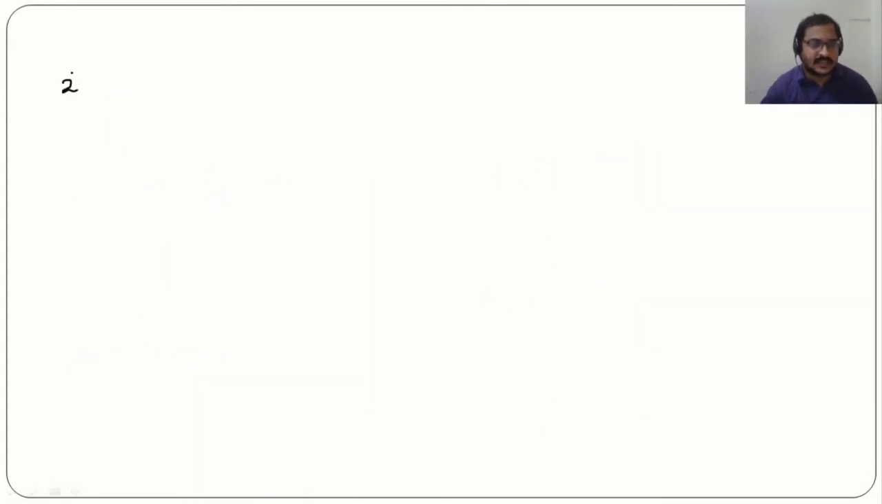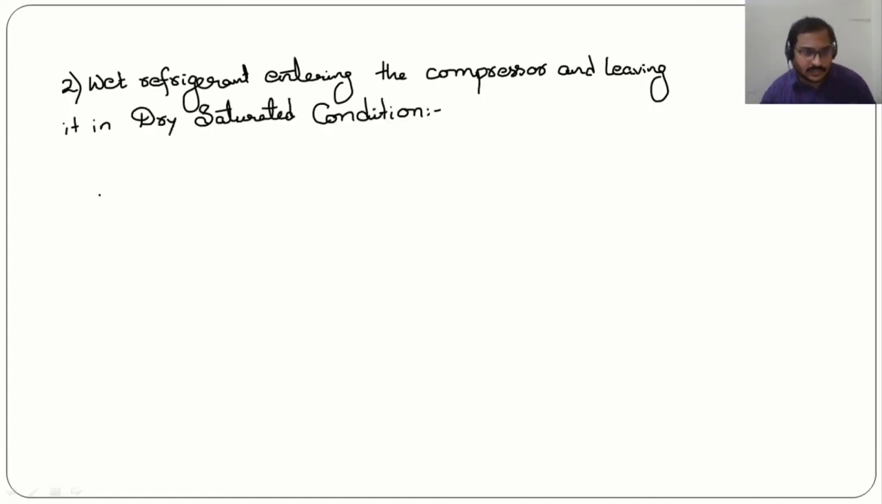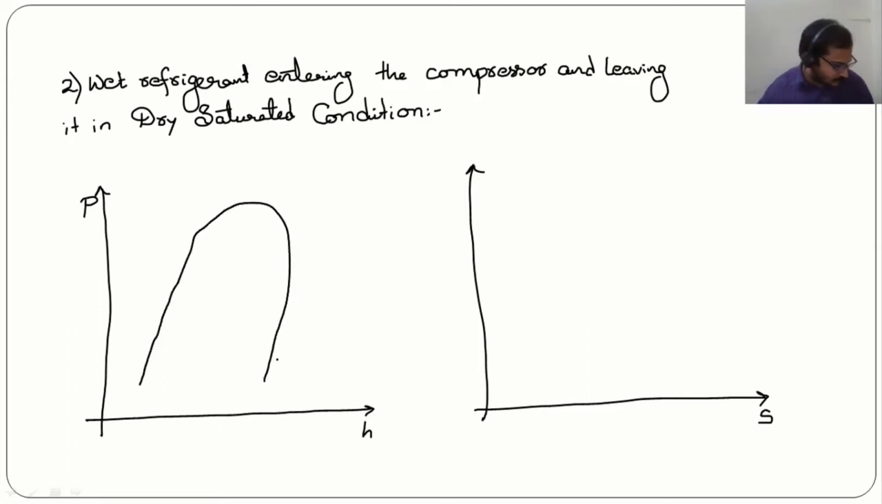Now let us see the second condition. Wet refrigerant entering the compressor and leaving it in dry saturated condition. So let us draw the pressure enthalpy and temperature entropy diagrams here. pH and TS diagrams. So pH, and this is the TS diagram.